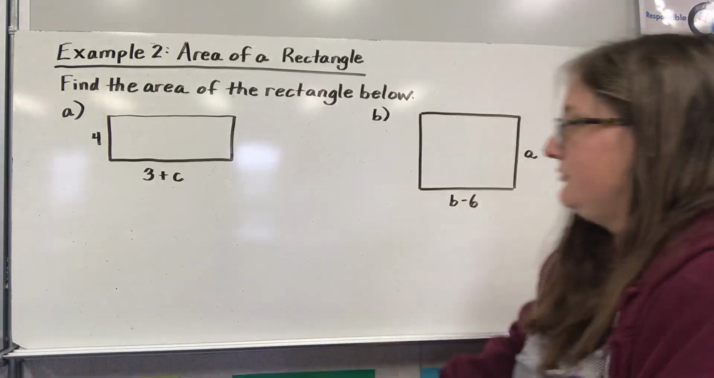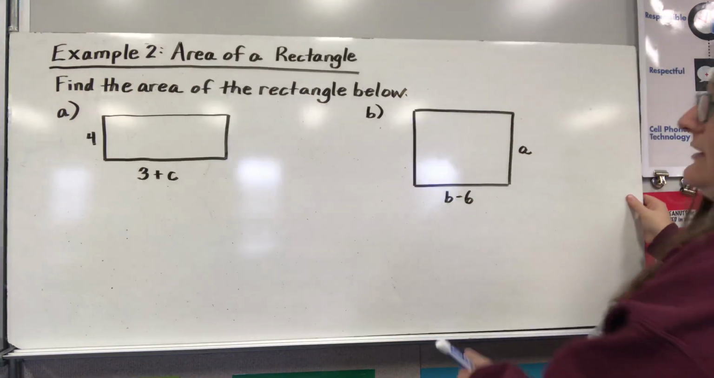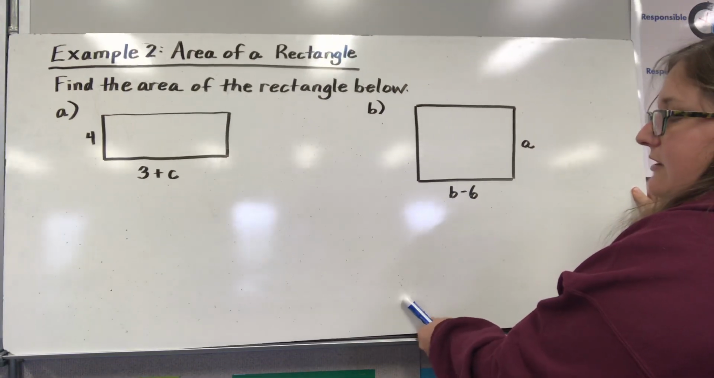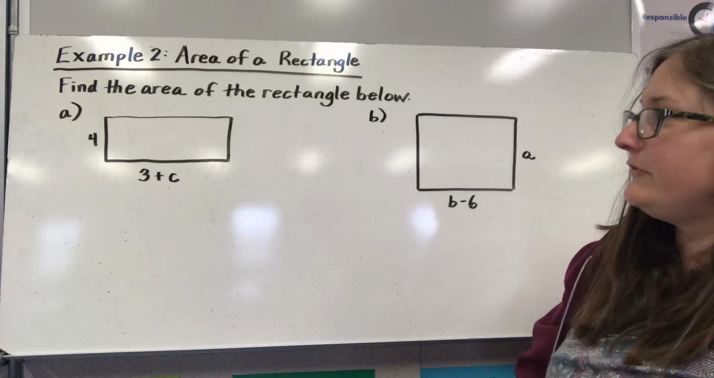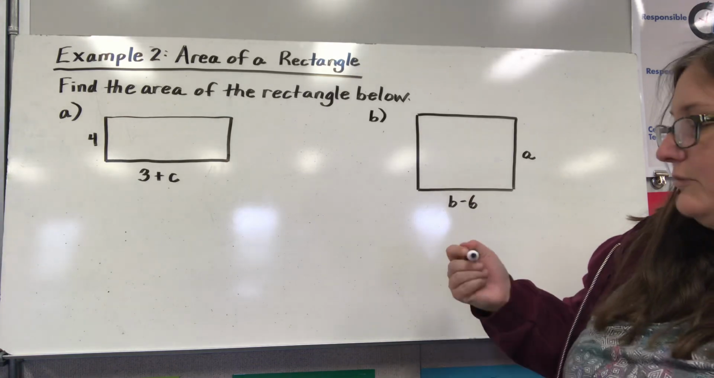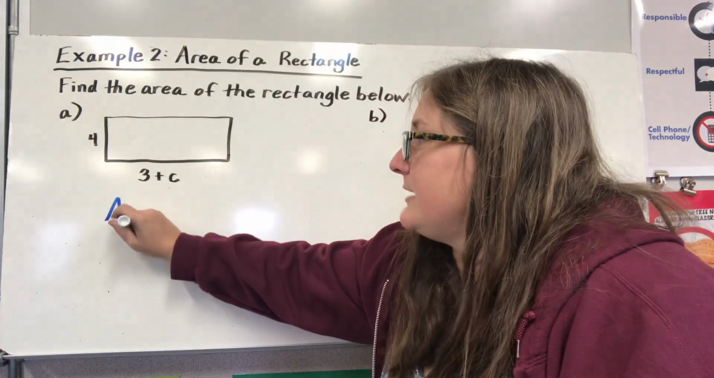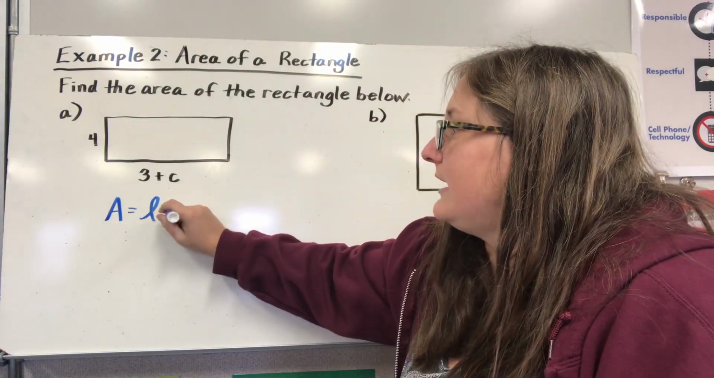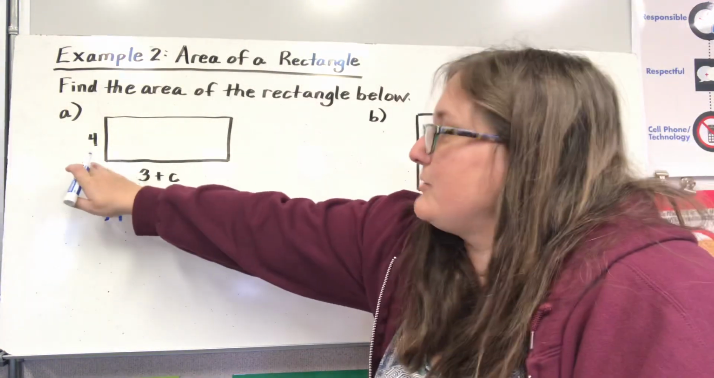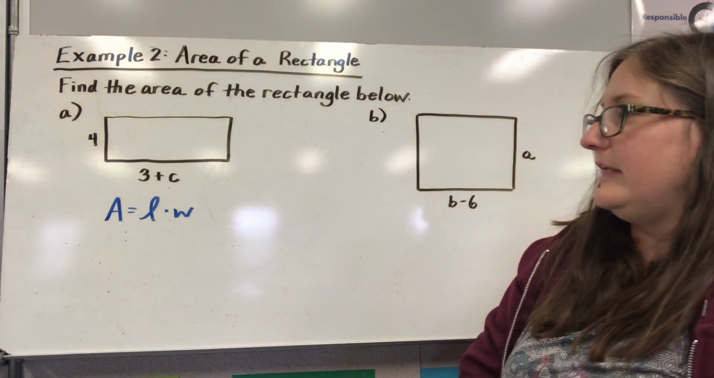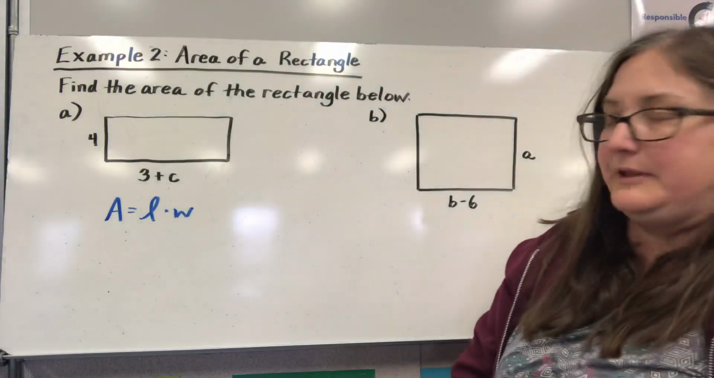We can also use this when trying to find the area of a rectangle where we're not given all of the numbers. So to find the area of a rectangle, we use the formula base times height or length times width. So in this case, I'm multiplying my width of 4 times my length of the quantity 3 plus c.